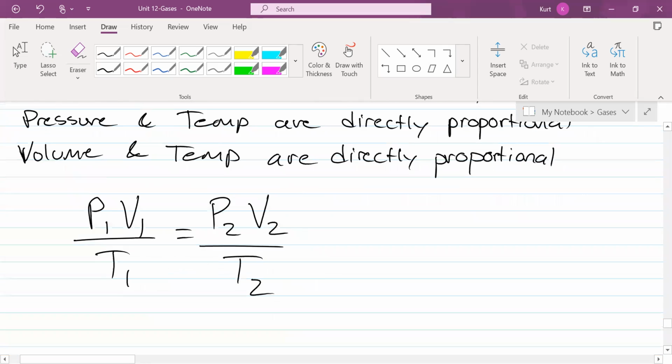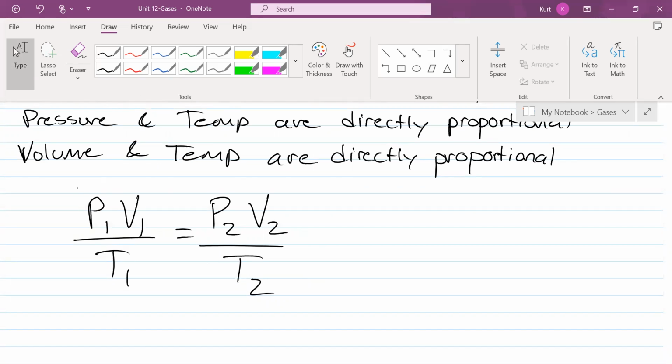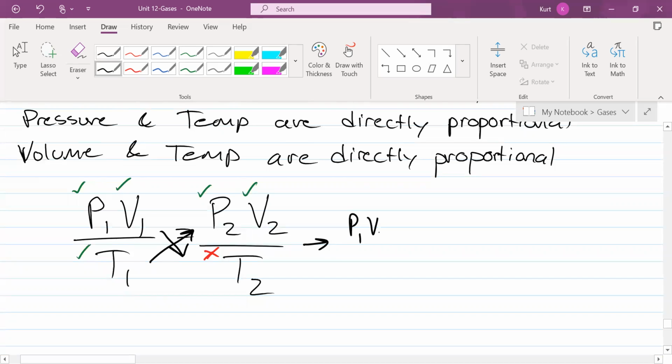So let's do a test run. Let's say that you're given P1, V1, T1, P2, V2. You are not given T2. How would you go about isolating T2 so that you could solve for it? Any ideas? Arshan. So you want to cross multiply. So you would have P1 times V1 times T2 equals T1 times P2 times V2.